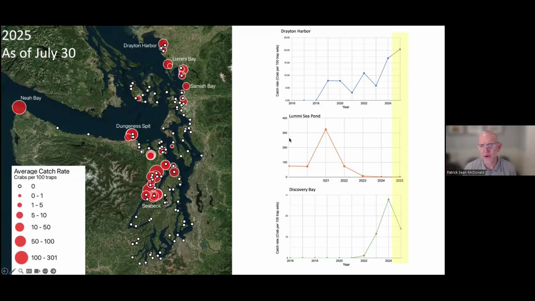I think it's worth highlighting. I'm showing you three graphics, and the top one is Drayton Harbor, which is right up here by the border. The Lummi Sea Pond, which I've already mentioned, and then Discovery Bay. The scale on each one of these is very different, right? So obviously Lummi Sea Pond, we're going all the way to 400, whereas in the case of Drayton Harbor, it only goes to 25.